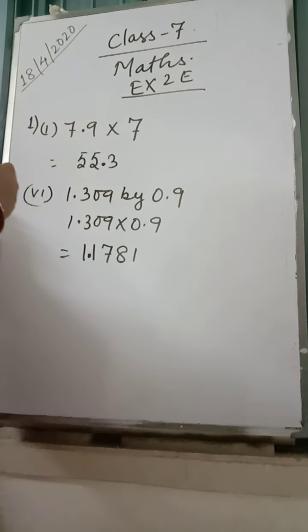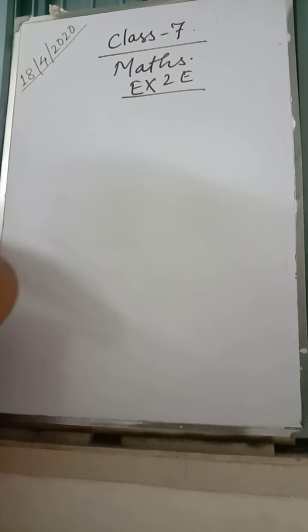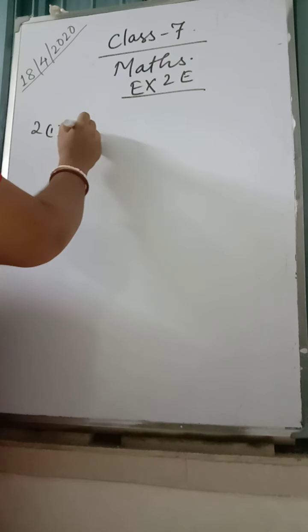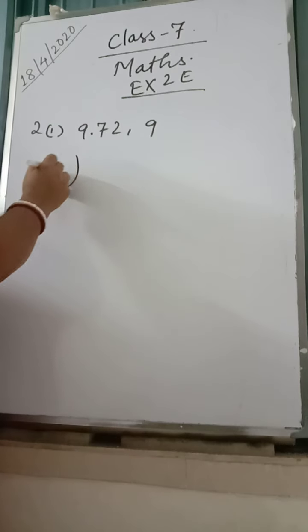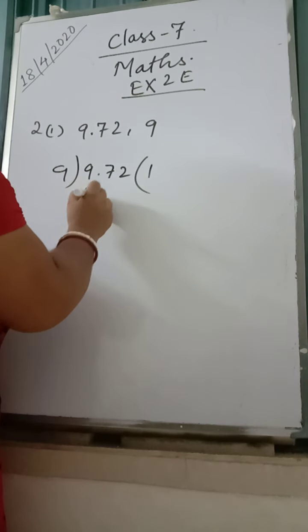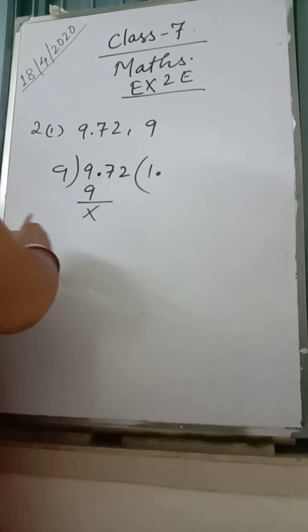Now look at question number 2. It says divide the first number by the second number. Now you have been given the numbers. Number 2, 1, this is 9.72 and 9. We will take 9 and we will divide 9.72. 9 ones are 9. Now there is a decimal, so this decimal will come at the quotient place.